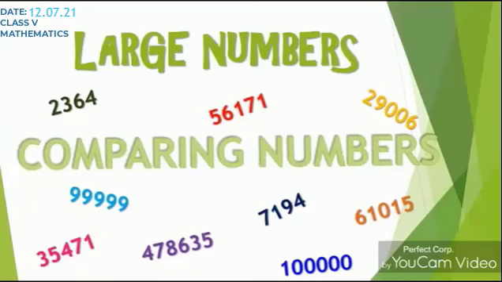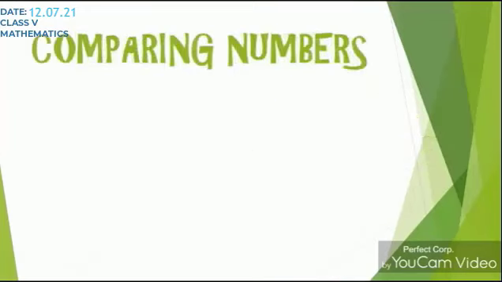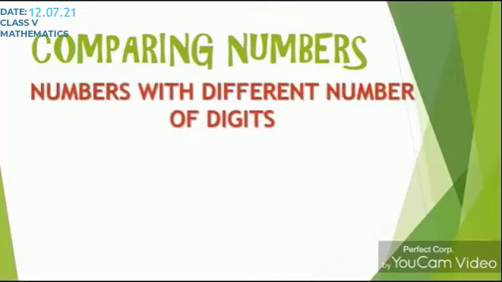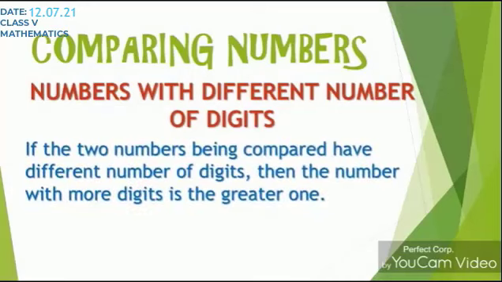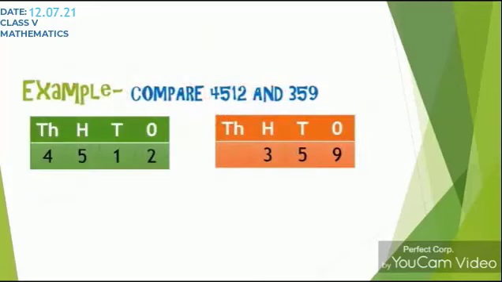How to compare numbers? There are multiple ways for the comparison of numbers. Let's see. Numbers with different number of digits. If the two numbers being compared have different number of digits, then the number with more digits is the greater one. Let's see an example.